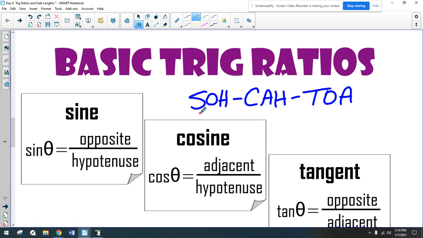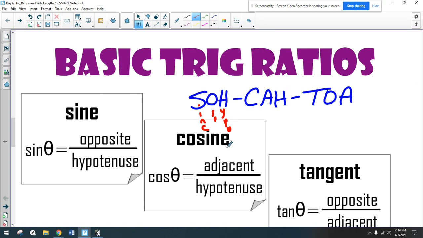So the S stands for sine. And sine, this is like your formulas, is the opposite side over the hypotenuse side. So that's what the O and the H stand for. This is the opposite side, and this is the hypotenuse. Okay, so it's just like an acronym to help you remember it.